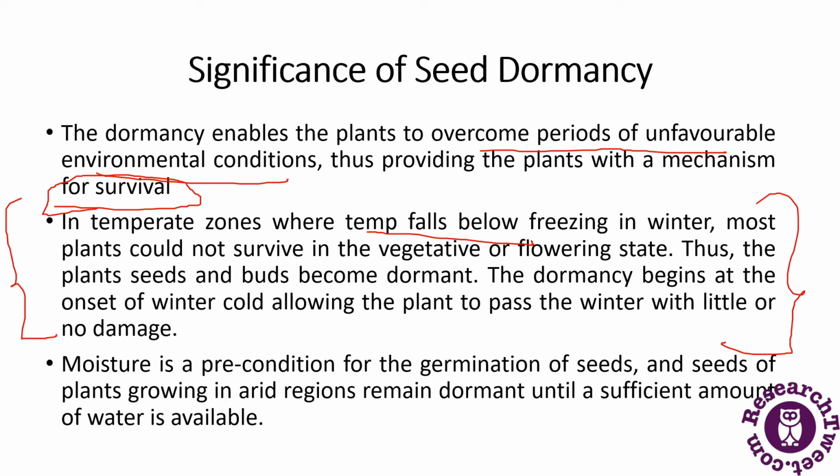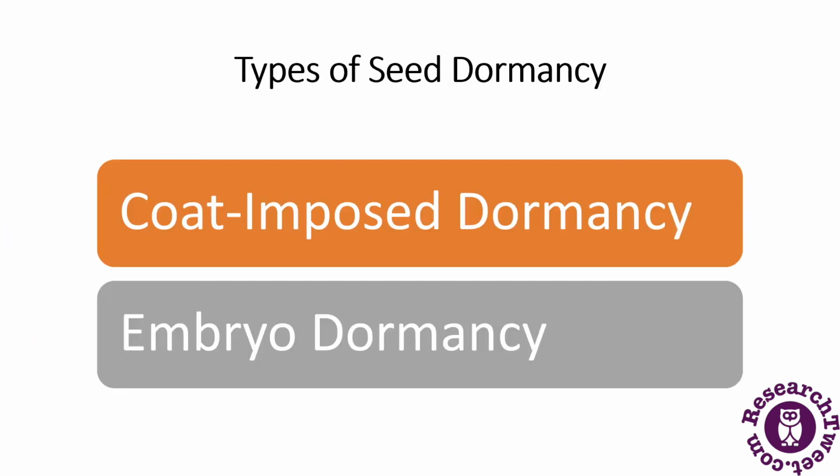So for example, in arid regions, the seeds will remain dormant until a sufficient amount of water is available. When a sufficient amount of water and nutrients, which is needed for this plant to grow, is available, the plant will come out from the dormant stage and come into the germination stage, and there will be plant growth and plant maturation. So this was about the significance of seed dormancy.